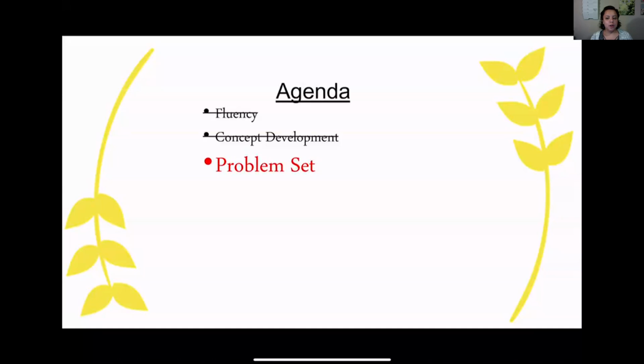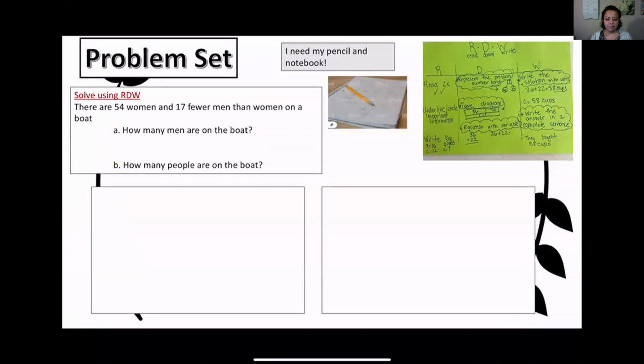We are now done with our concept development. We shall be moving on now to our problem set. This is where you will be working independently all by yourself and turning in your work. Today's problem set, you will need your pencil and your notebook. You will also need your read, draw, write chart because the answer that you give needs to look like this.